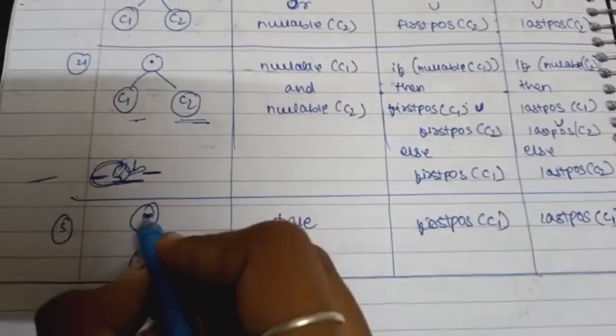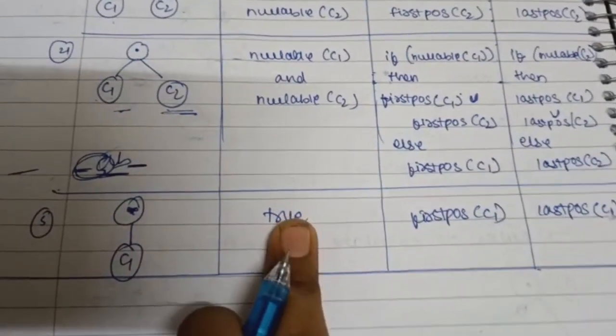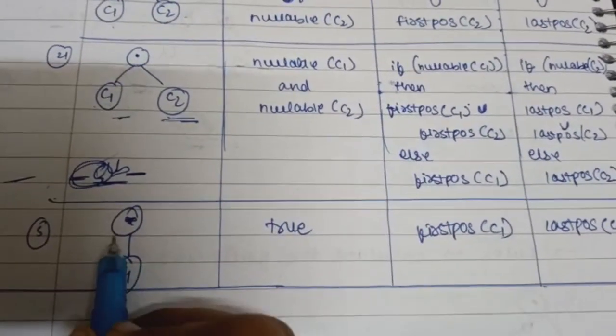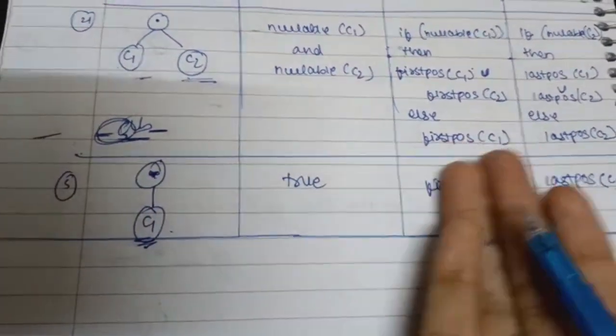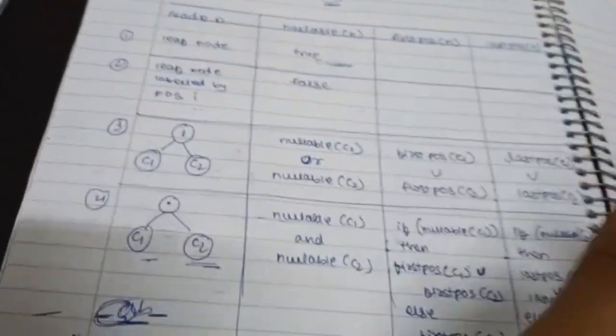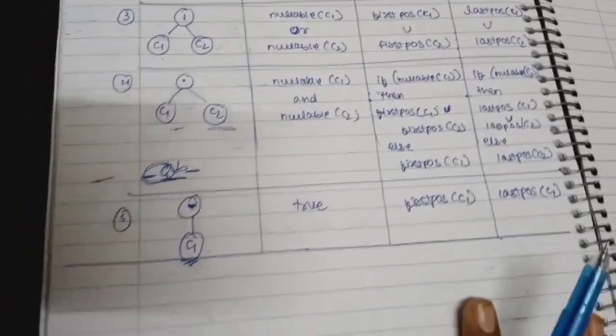Now, a star operator is always going to be nullable. So it is nullable. Then when we are calculating the first position, it is obvious that the first position of C1 and last position of C1 will be the first and last positions of this node, that is my star operator. So these were the rules we have seen for calculating the first position, last position, and follow positions.